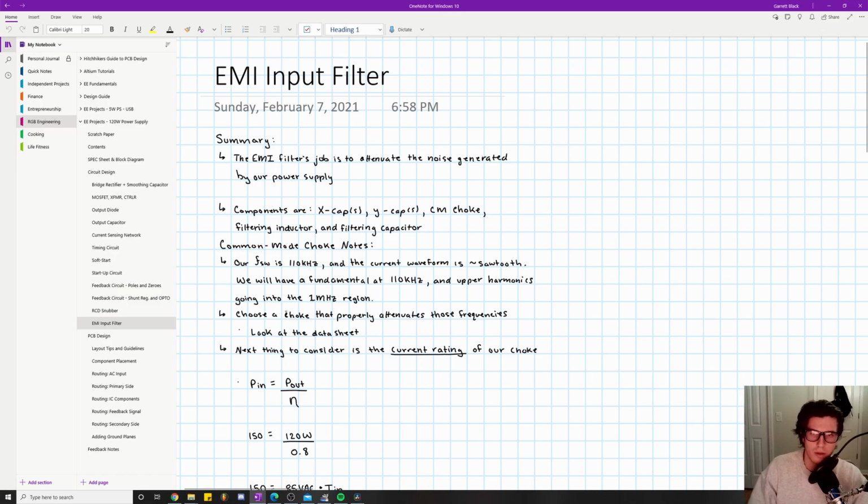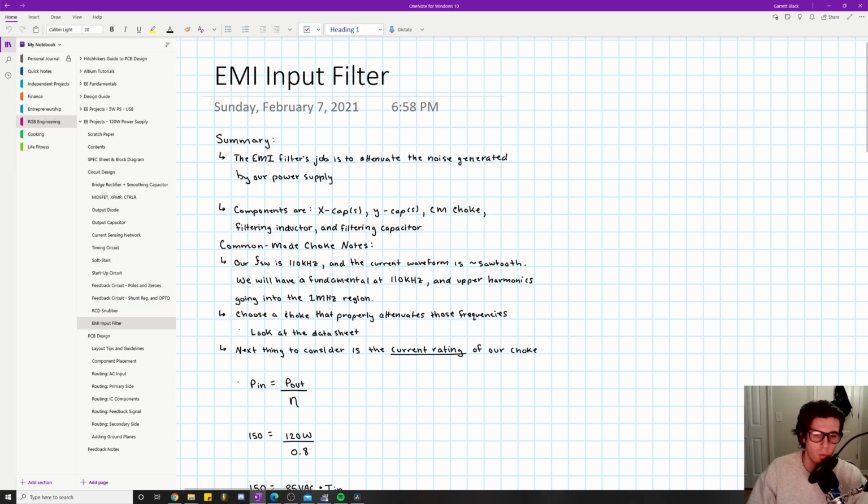So just a quick summary. The EMI filter's job is to attenuate the noise generated by a power supply. If you want a more detailed explanation, I just published a video going into detail about EMI basics, and then I gave an example design guide for an EMI input filter. But the gist of it is that the input filter's job is not to protect our power supply from noise coming from the wall. It's to protect the wall from noise coming from our power supply.